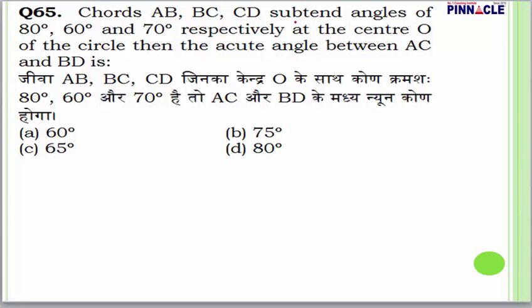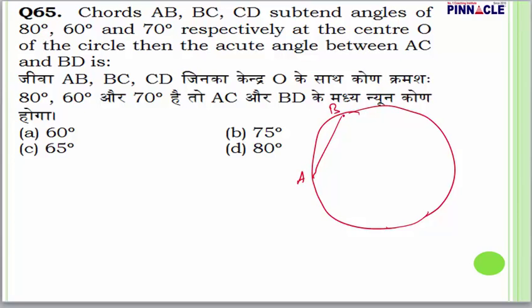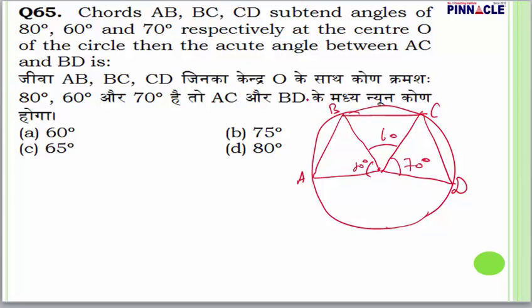Chords AB, BC, CD subtend angles of 80 degrees, 60 degrees and 70 degrees respectively at the center O of the circle. Then the acute angle between AC and BD would be... This is the circle, chord AB, BC and CD. Here you write chord AB, here you write BC, chord CD. Subtending angle 80 degrees at the center, this is the center. So this is 80 degrees, this is 60 degrees, and this is 70 degrees, given at the center of the circle.